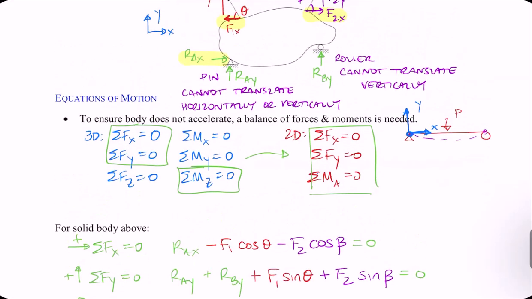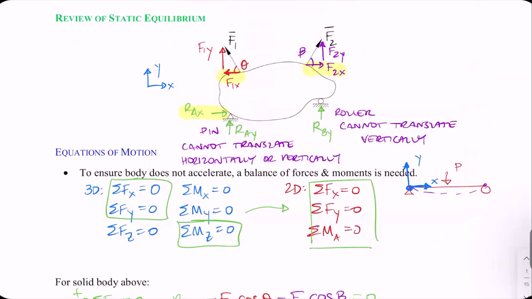I'm going to choose to take my moment about A, so I'm taking my moment about this point. It gets rid of AX and AY, leaves my RBY. I need to know some more geometry about this problem. I need to know this distance between the supports, so I'm going to call it L. I need to know the distance between the support, the location A, and my vector. I'm going to call that D1 vector. And I need to know the distance here, D2 vector.